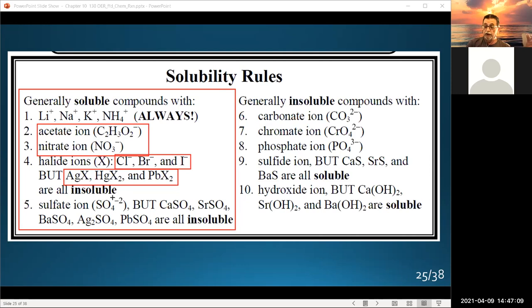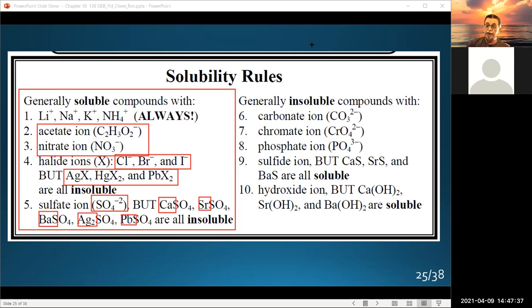The sulfates, all the sulfates, regardless of the cations, are soluble, with the exception of sulfate bonded to calcium, strontium, barium, silver, lead. 1, 2, 3, 4, 5. Only 5 sulfate examples are insoluble. All the others are soluble.